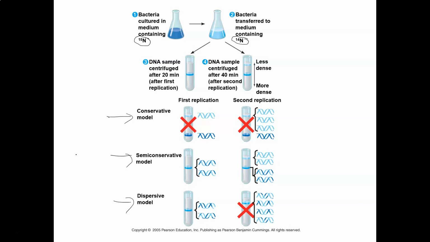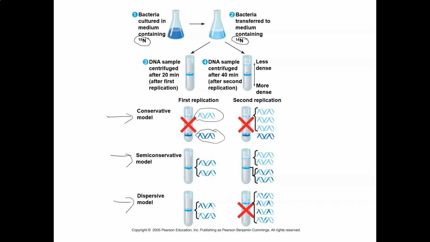So in the first round of replication, these pictures down here show you what you would expect to see if that is the correct model. So in the conservative model, remember that means that the original DNA is conserved, and then you get a whole new one. And remember, these have different weights now. The older DNA is heavier, it's got the heavier nitrogen in it, so it's going to move further during centrifugation, further down in the tube. So you would see two bands, the old and the new band.